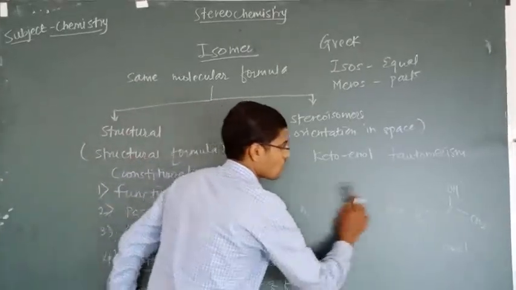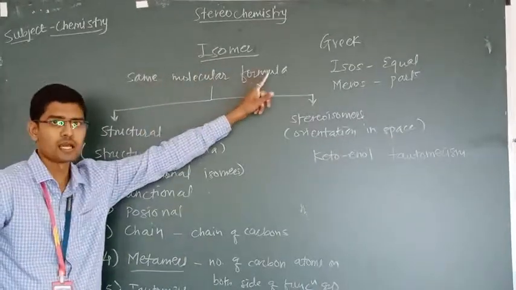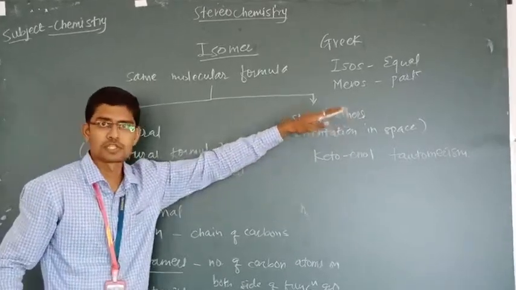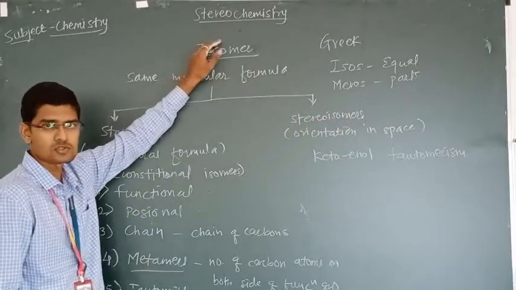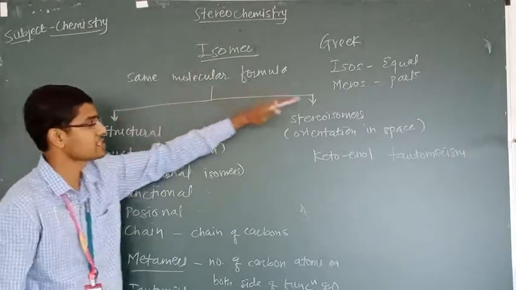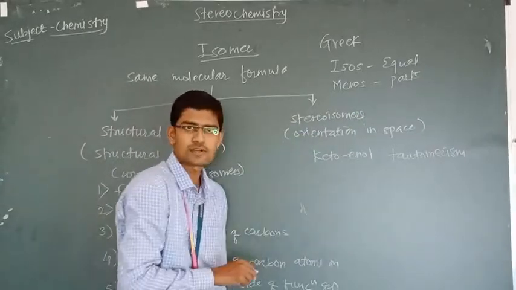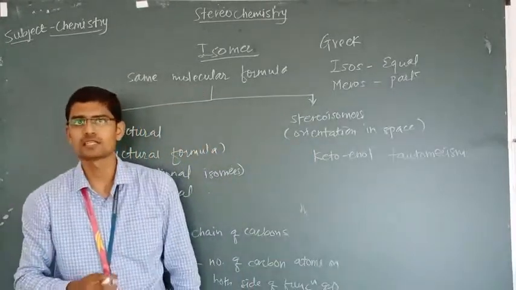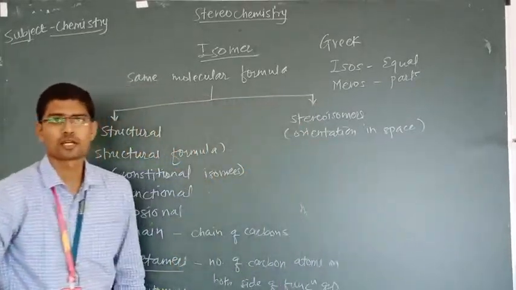Now, what is the question? What are stereoisomers? Isomers having the same molecular formula but different either structural formula or orientation in space. Stereoisomers are different compounds having the same molecular formula, so they are called isomers. They have the same structural formula also, so they are categorized as stereoisomers. Here the structural formula is also the same, but what is the difference? The difference is that the orientation of groups attached to the carbon is different in space. That's why they are called stereoisomers.